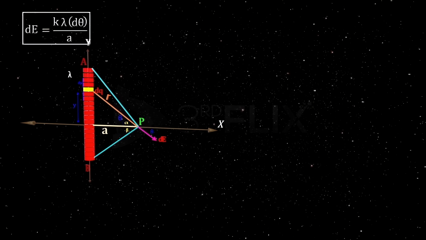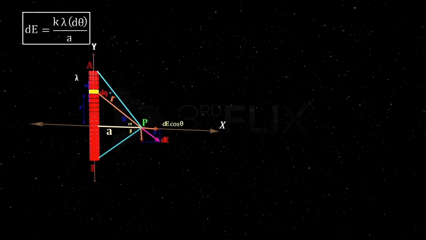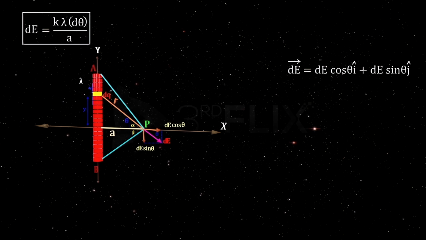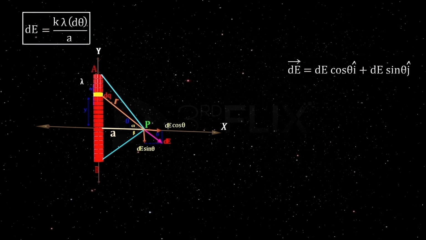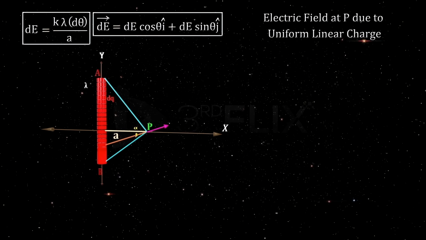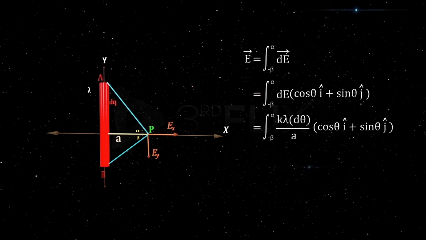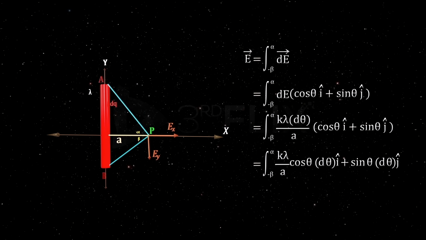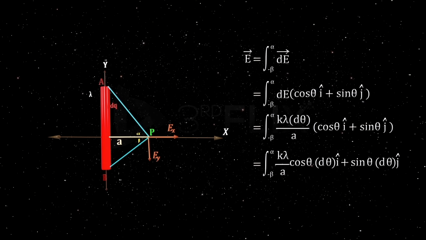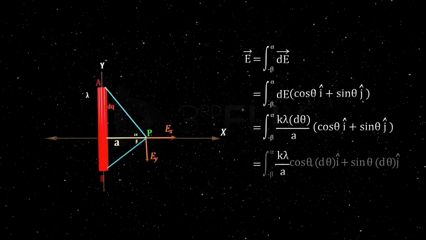dE makes an angle theta with the x-axis, so it can be split into dE cos theta along the x-axis and dE sin theta along the y-axis. That is, dE cos theta i cap plus dE sin theta j cap. Net electric field at P due to the uniform linear charge is given by the integral of dE from minus beta to alpha. So, E bar equals k lambda by a, integral of cos theta d theta from minus beta to alpha i cap, plus integral of sin theta d theta from minus beta to alpha j cap.